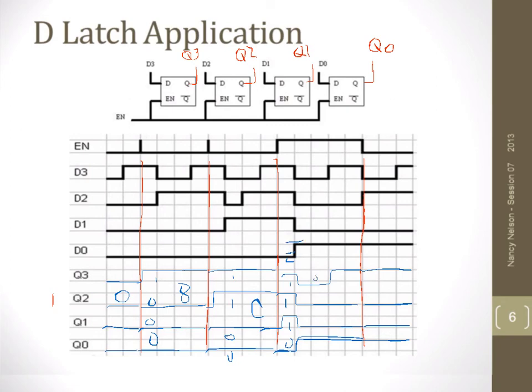Then we have low, low, low, high. So then we have a 1. Then we have 1, low, low, 1. So we have a 9. And finally, we have a 1, 0, 0, 1. So it holds that 9. So we can see that our value has stored a 0, then an 8, then a C, then an E, then a 1, then a 9, and held that 9 through.